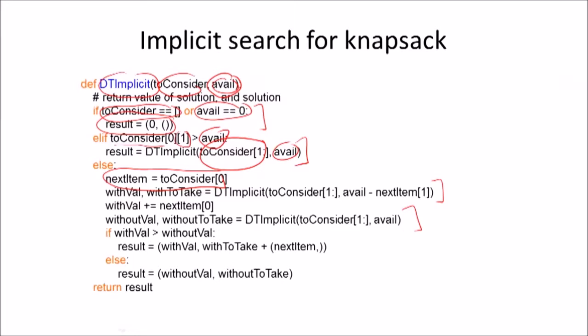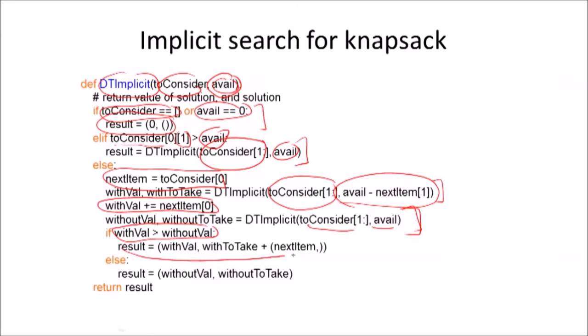So notice what it says. It says I'm going to bind with value and with to take to be what I get by doing the same search, where I do it not including that item, but where what I have left is reduced by the amount of space this would take. It's finding the solution to the subtree below it, and then I'm simply adding that item in. I'm going to find a solution where I don't include that item, and I therefore have the same amount of space available. And then finally, I'm going to say, if the solution with it is better than the solution without it, there's my result.